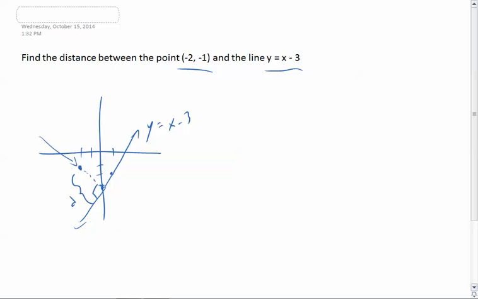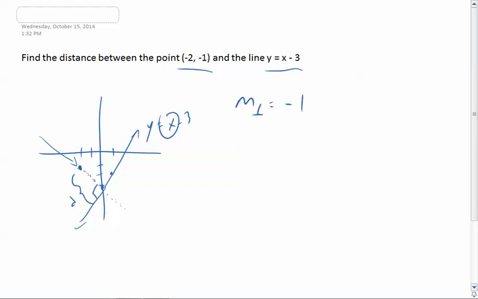And so I know here that the slope of this line right here would be equal to, let's see here, well, if this one is 1, then my slope here of the perpendicular line has to be equal to -1, or the negative reciprocal. And so now I have the slope of that line.